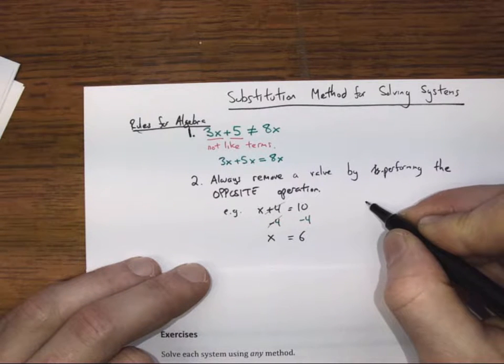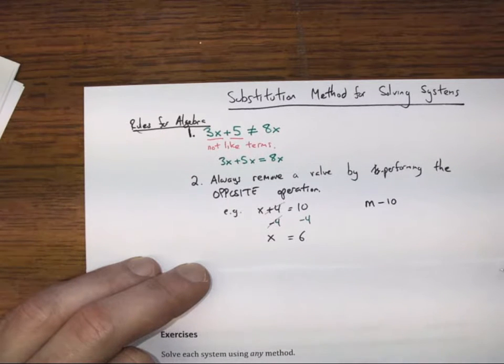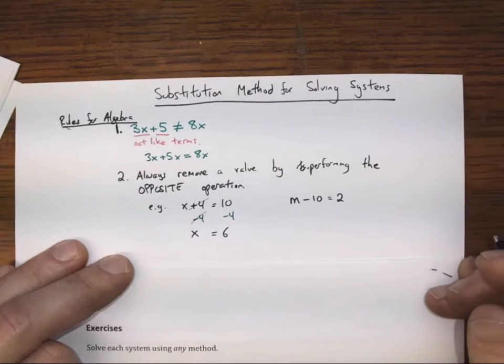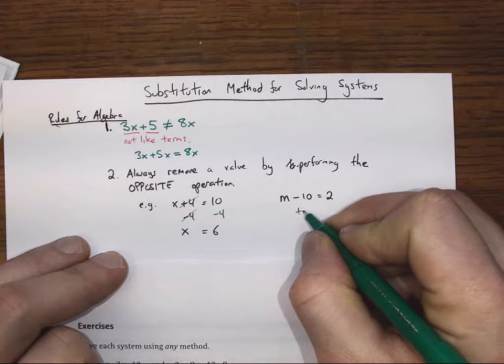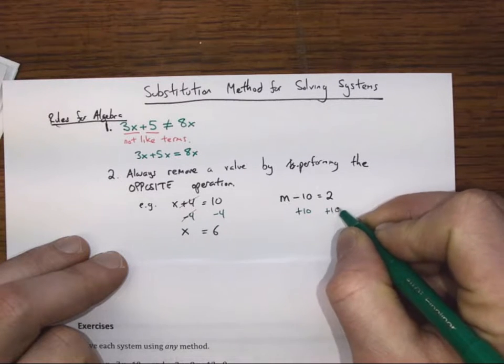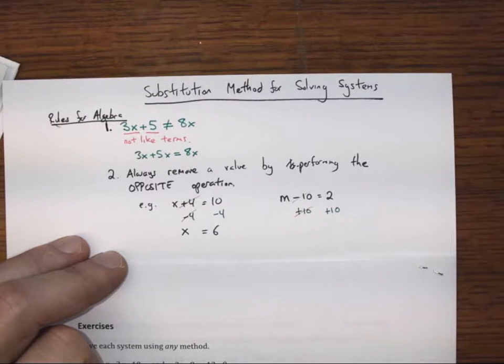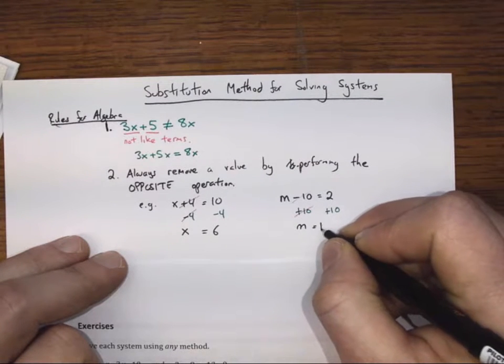If we have m minus 10 equal to, say, 2, we're going to do the opposite operation, which is adding 10 to both sides. That has the effect of canceling out negative 10 with this positive 10. So now we've isolated m. That equals 12.